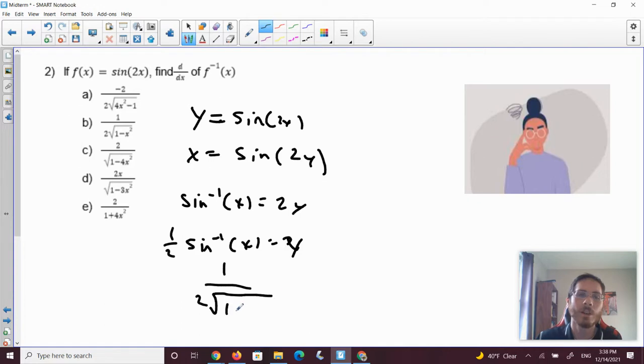So we'll get 1 minus x squared for the derivative, because we will still use the arc sine rule. And it actually ends up being B over here. So a lot of people picked C. A lot of people wanted to put the 2x inside. But the 2x actually is not inside. This one's pretty tricky. So the person that wrote this, they made a pretty tricky question. That was a pretty interesting one.